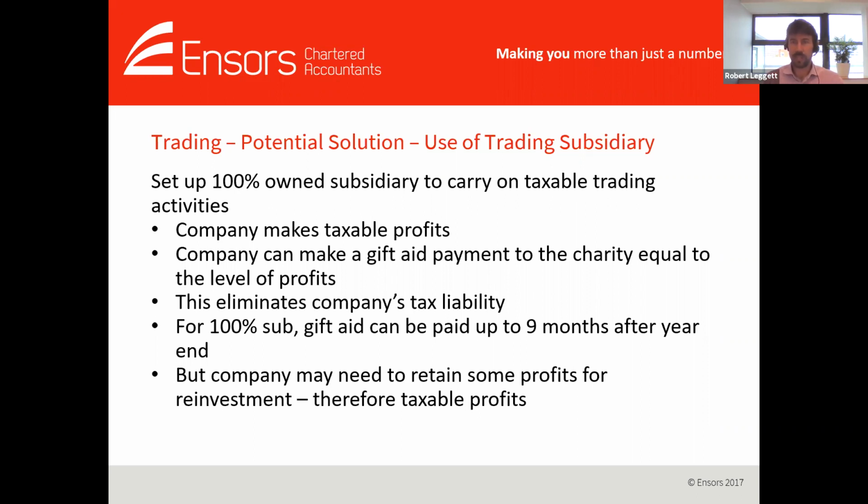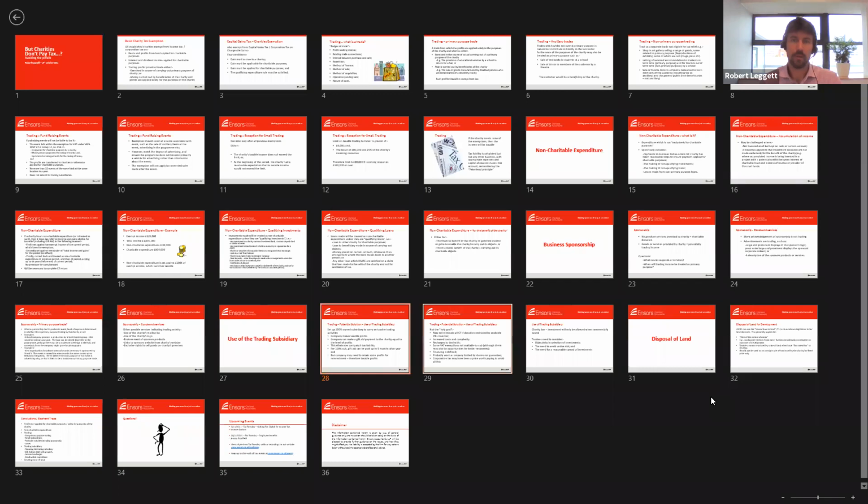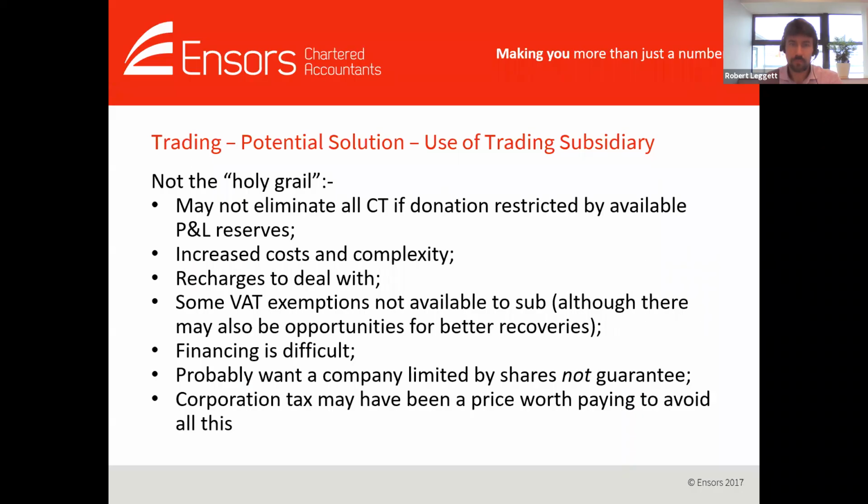Now, where the subsidiary is 100% owned by the charity, as is the case in most cases, that gift aid can actually be paid up to 9 months after the year end and related back. And that means that we can actually sit down after we know how much profit the subsidiary has made and decide the amount of the gift aid donation to wipe out all of the taxable profit. It's not as simple as that, because the company may need to retain some of those profits for reinvestment, and that causes taxable profits. So it's not the Holy Grail, but we do see lots of them.